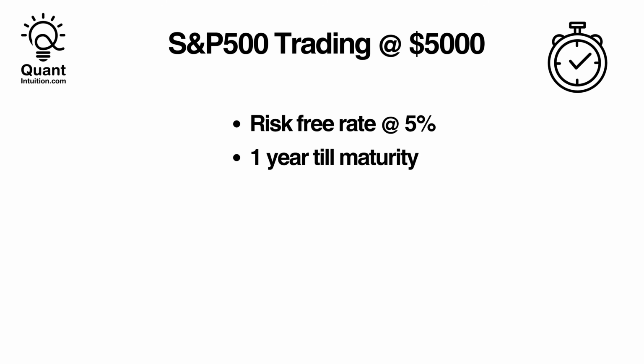Now, let's shift our focus to the pricing of futures, where we're going to use the S&P 500 index future as an example. As a quick reminder, the S&P 500 index is a stock index tracking about 500 of the biggest US company stocks and their performance. So imagine the S&P 500 index is currently valued at $5,000, and we're looking at a future with a 1-year maturity, assuming a risk-free rate of 5%.